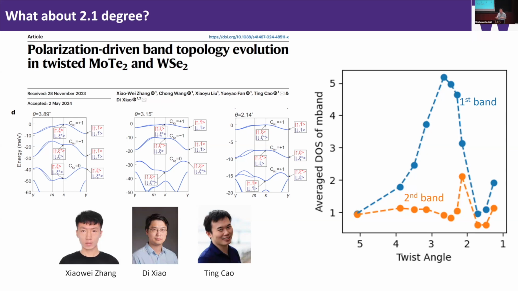So they all worked on these 2.1 degree samples, but it turns out that it's very challenging to make a good transport sample, because at small twist angle the lattice relaxation becomes significant, and it's very difficult to make a good sample with homogeneous moiré disorder, number one. And the second is that most of the time the sample just relaxed. So we don't get good samples.